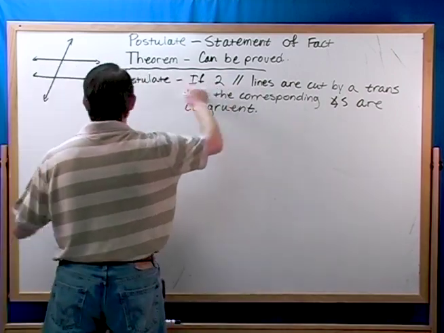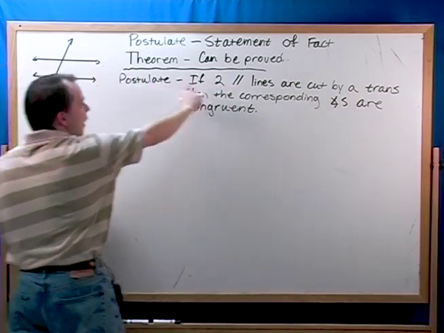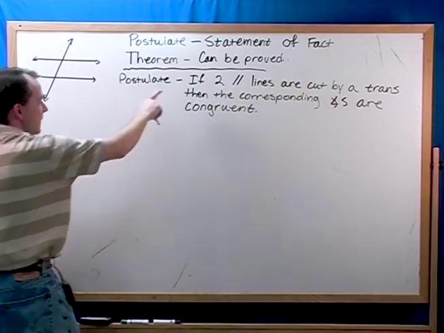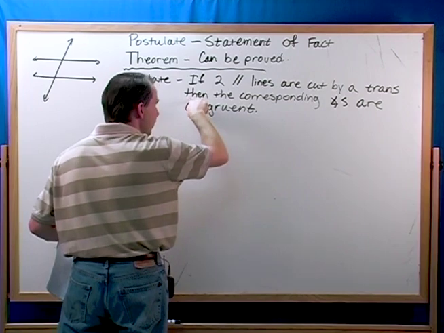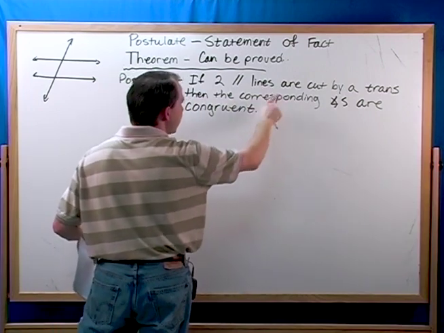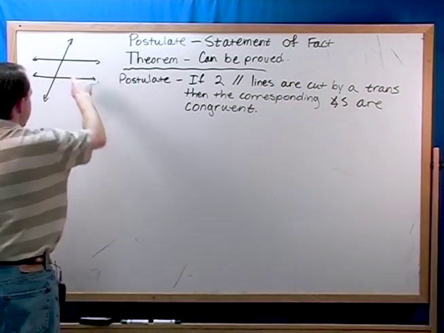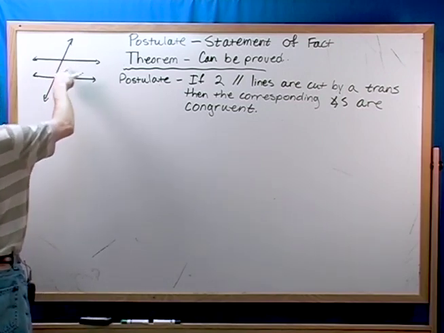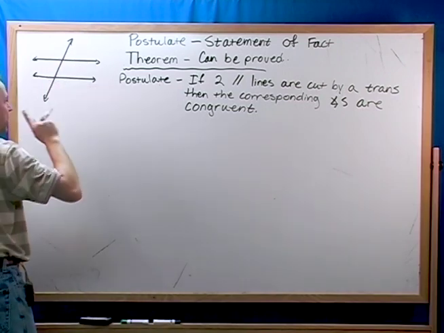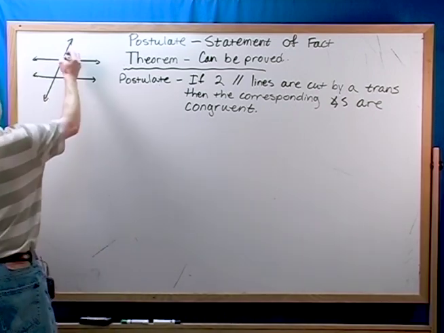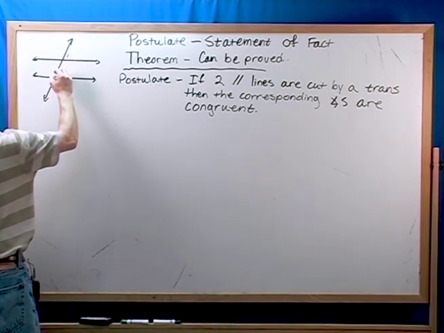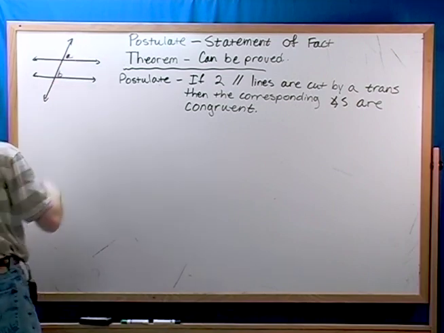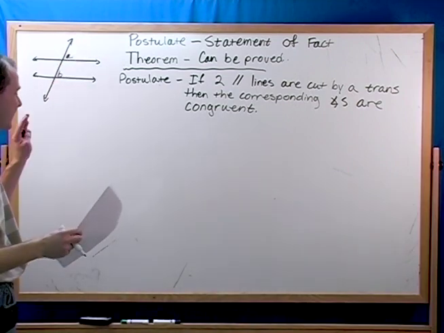If two parallel lines, these are the two parallel lines, are cut by a transversal, then, this is the then part, the corresponding angles, which we just defined, are like this one and this one, or like this one and this one. It's just the ones that look the same in the top and the bottom. The corresponding angles are congruent. So for instance, that would mean angle A is congruent with angle B, okay? And that is a statement of fact.